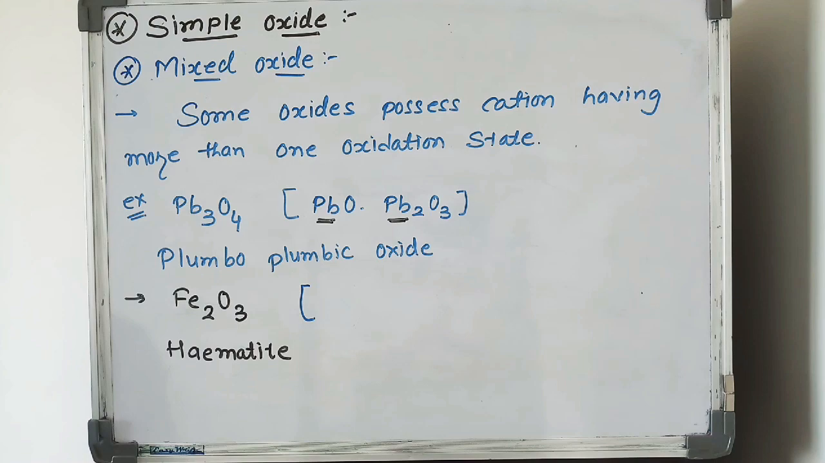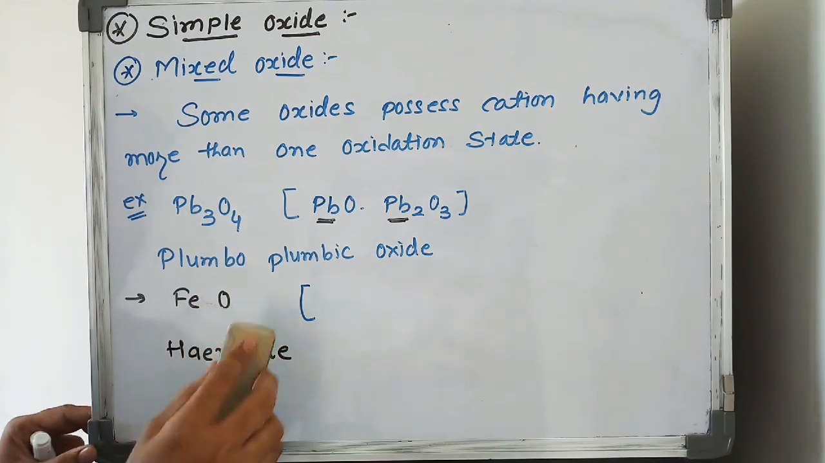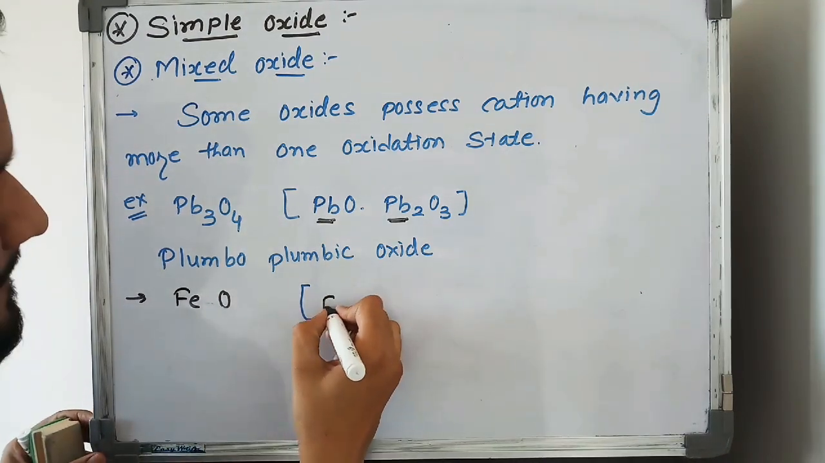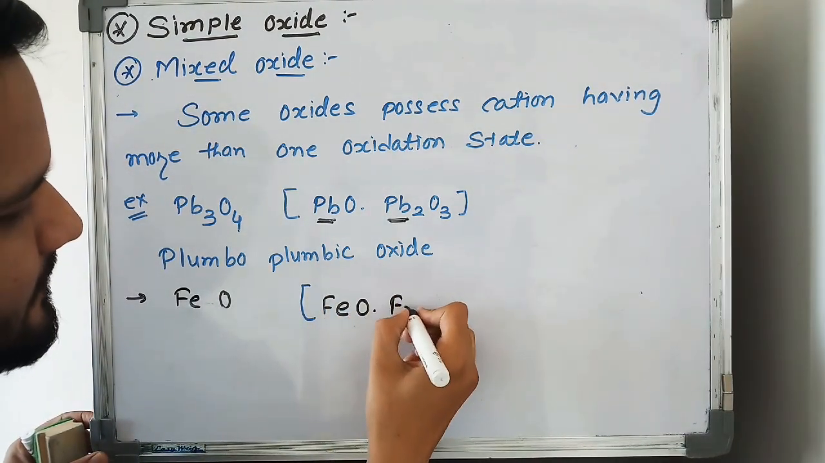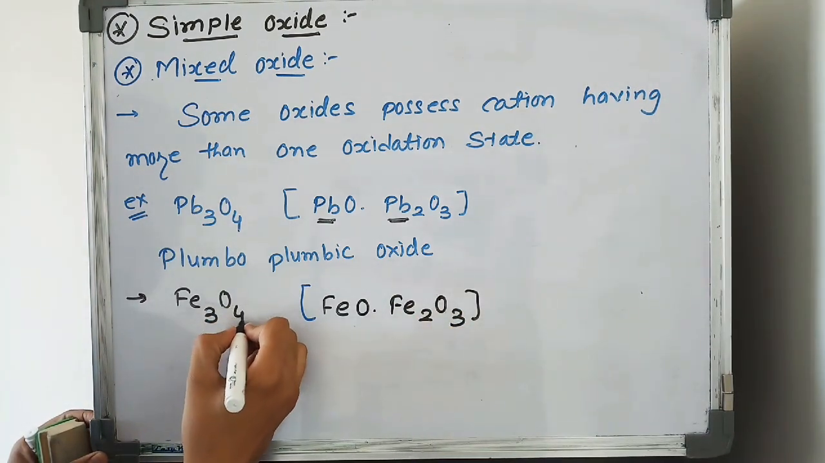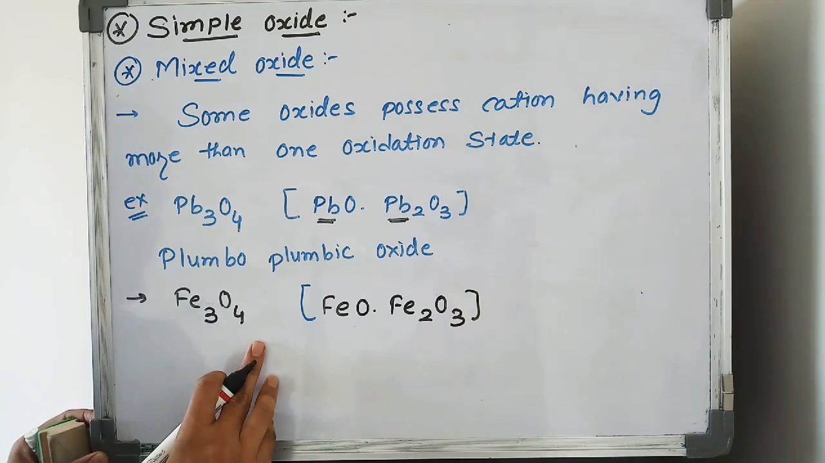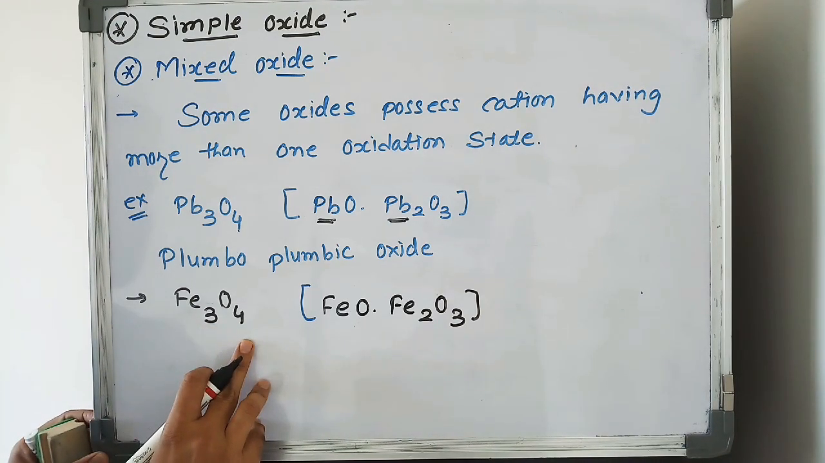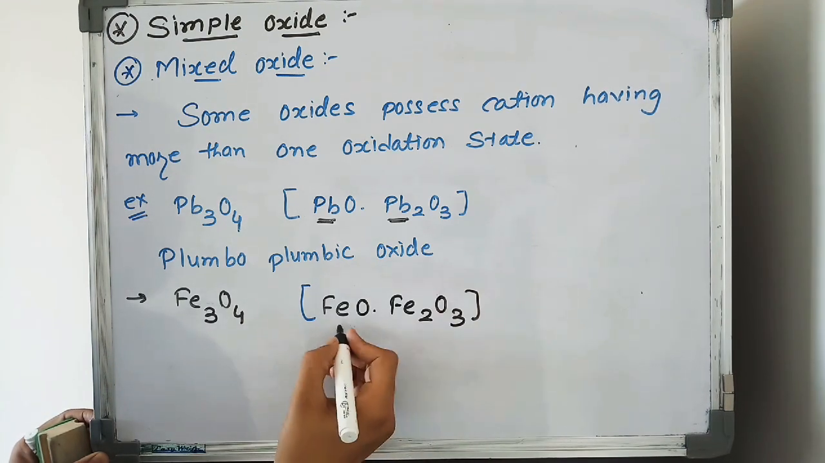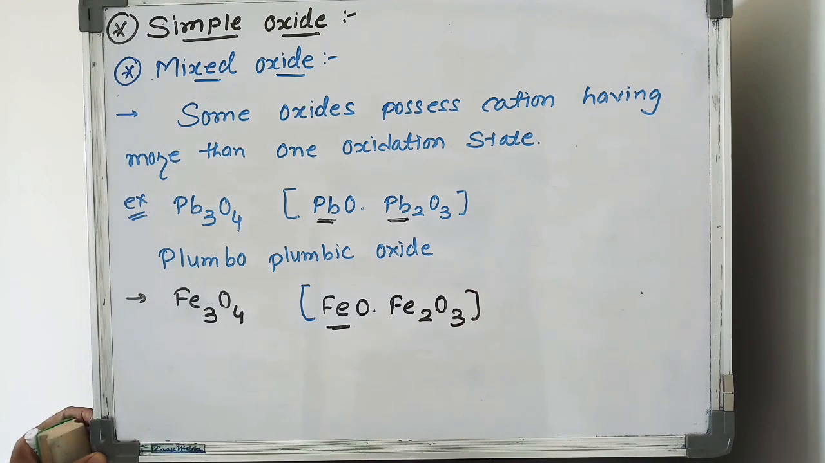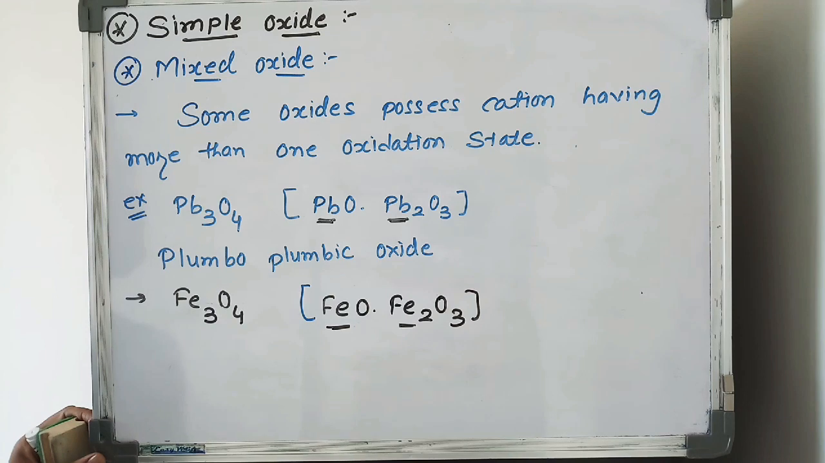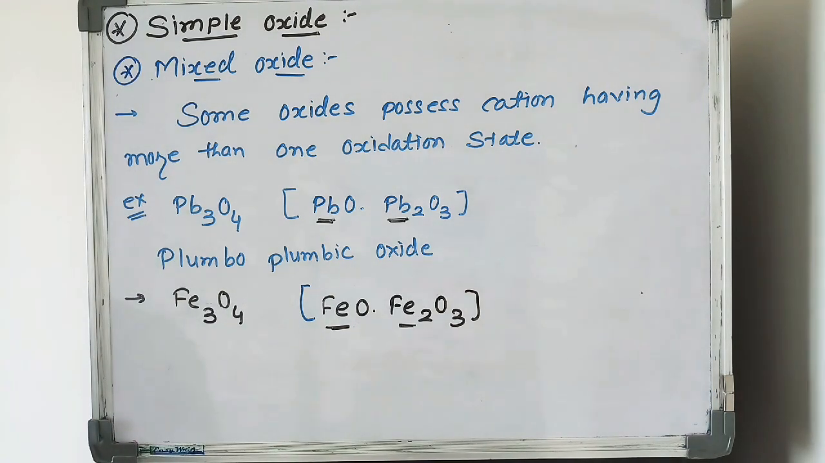So next example is Fe3O4, iron oxide, and it is present in which form? So it is present as FeO.Fe2O3. In this, the oxidation number of this Fe is +2, while the oxidation number of this Fe is +3. So this is called mixed oxide.